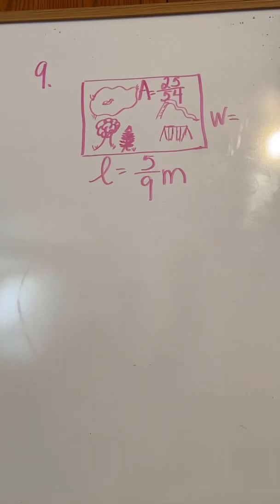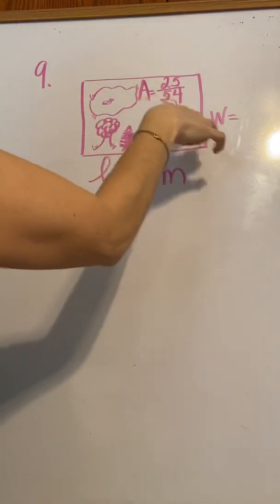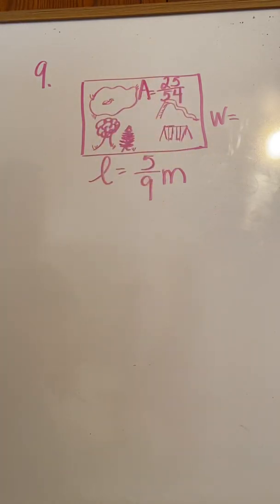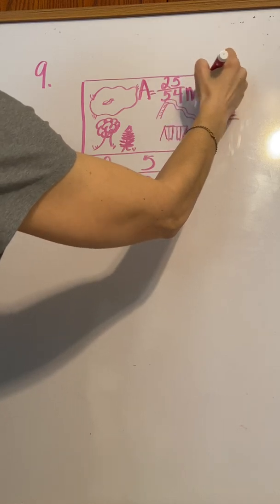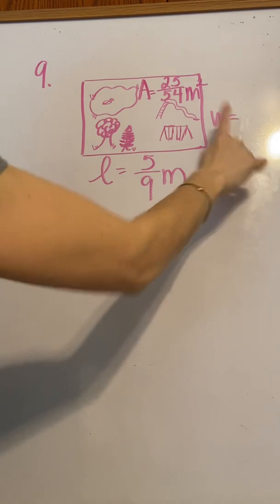So I drew a picture of a park. It's got a little pond and some trees and some swings and a slide. And I've got that the area is 25/54. I didn't say square miles. Miles squared. Okay. They've given us the length. We've got to find the width.